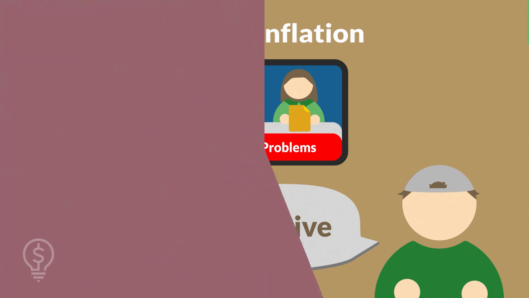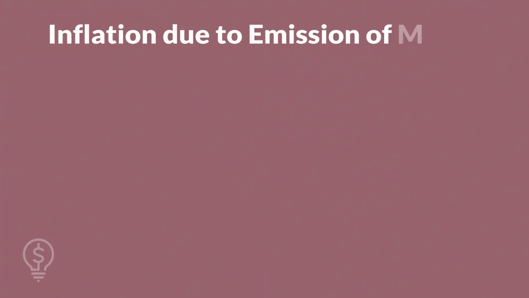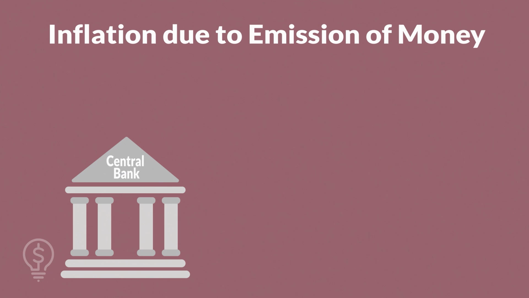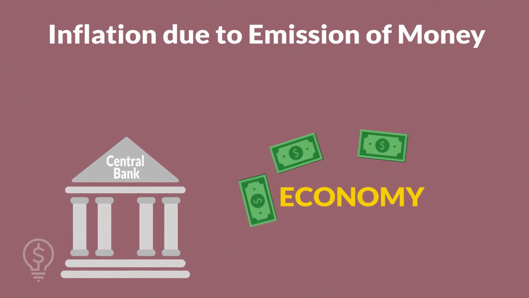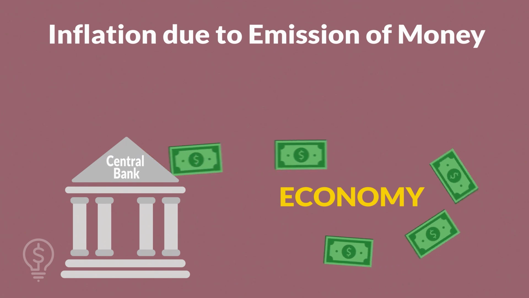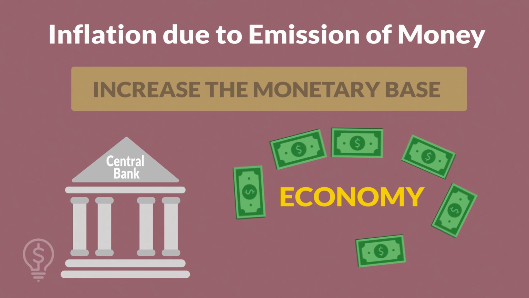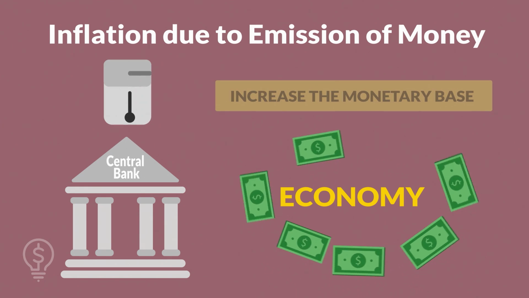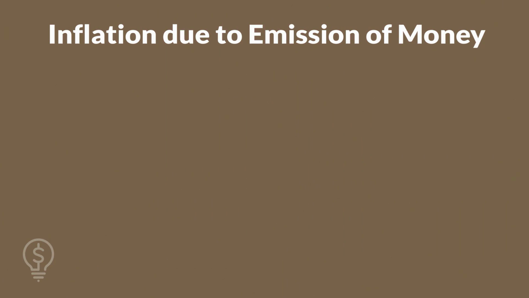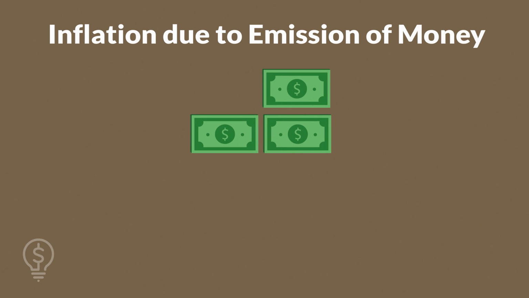And finally, we will mention inflation due to emission of money, and this cause is very special, since it depends on the policies carried out by the country's central bank. In this case, inflation occurs when money is printed and put into circulation, which in technical terms is known as increasing the monetary base, which, as we said, only means printing more money. This inflation is due to the fact that each one of these new bills decreases the real value of all the bills that already exist.